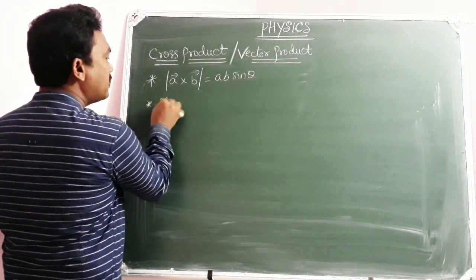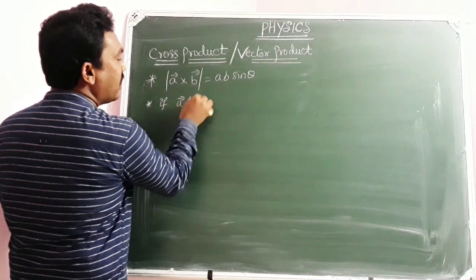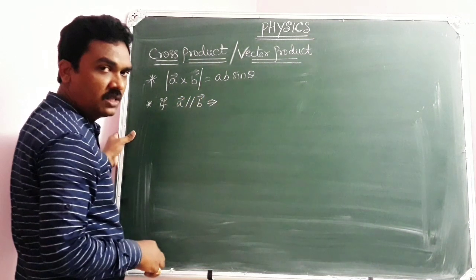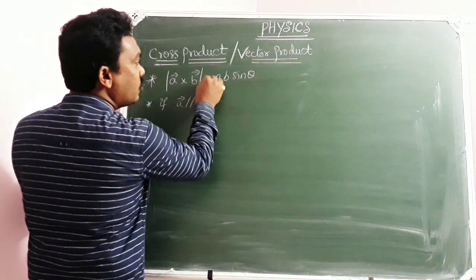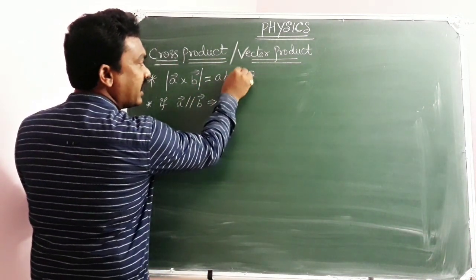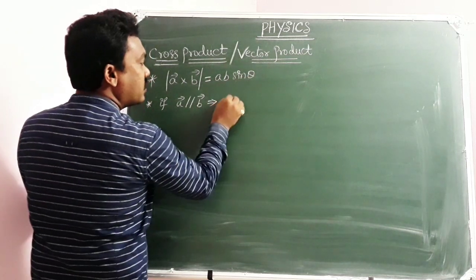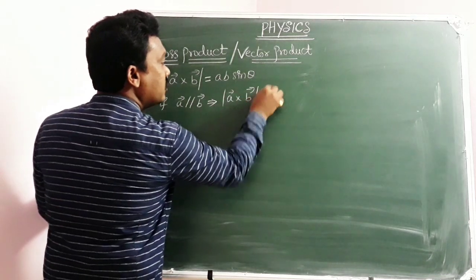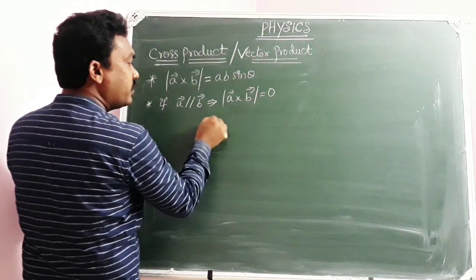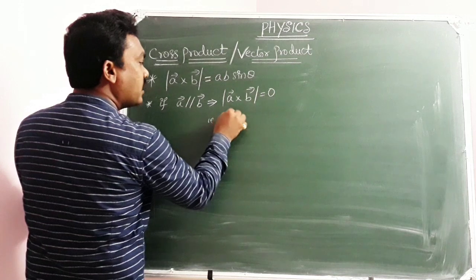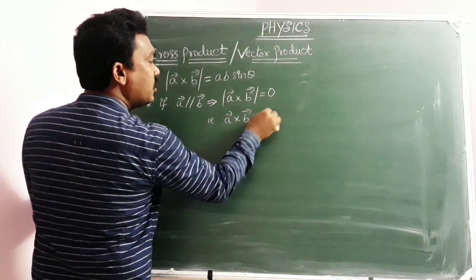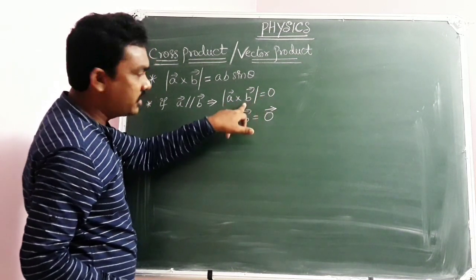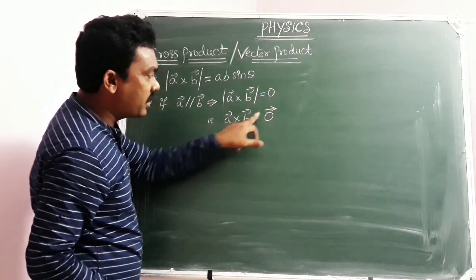If A bar is parallel to B bar, meaning both are in the same direction, then the angle between the two vectors will be 0 degrees. But sine 0 degrees is 0. That's why modulus of A bar cross B bar will be 0. Of course, if you wish to write in vector form, A bar cross B bar is a zero vector, so you have to write O bar. This is 0 because it's a magnitude, but this is O bar because it's a vector.